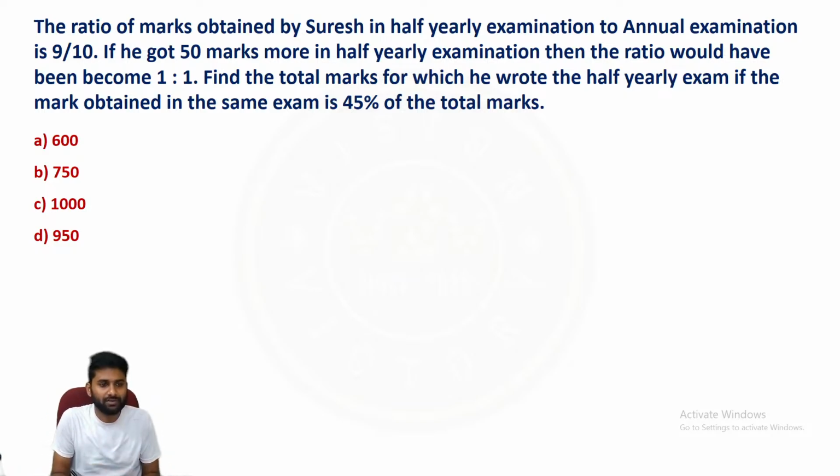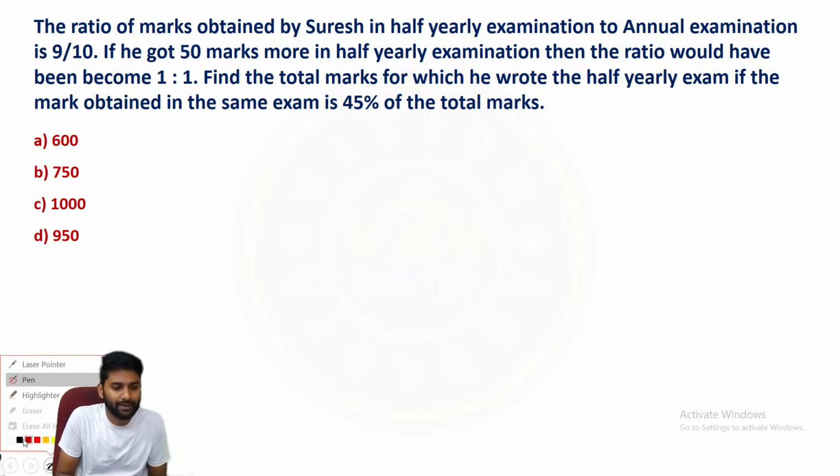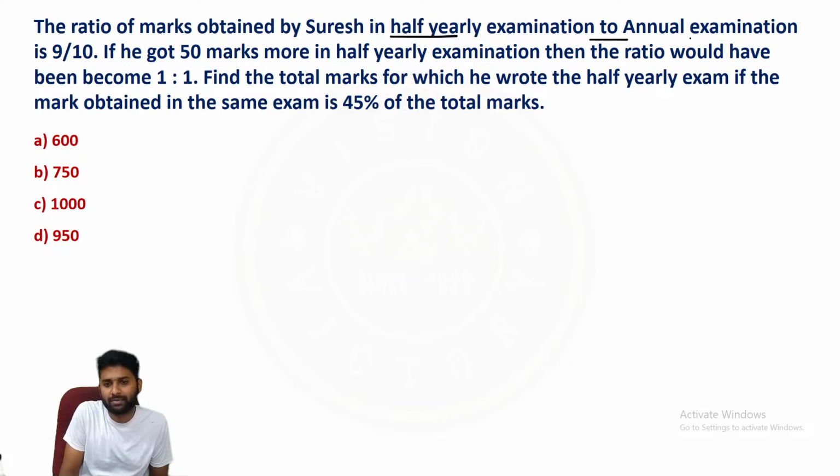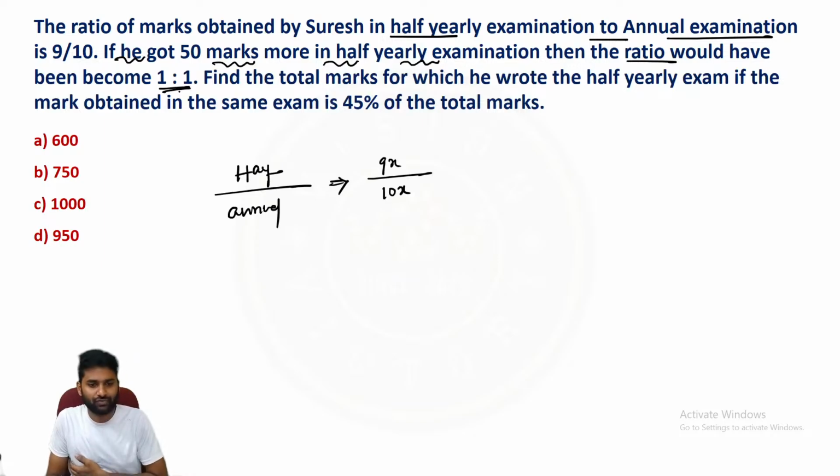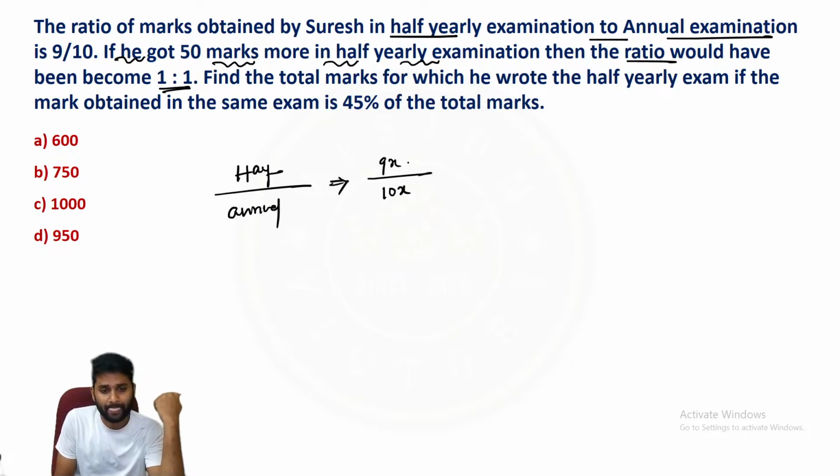Now see this information. The ratio of marks obtained in the half yearly examination to the annual examination is 9 is to 10. Let's take this as 9x and this as 10x. If you got 50 marks more in half yearly, then the ratio becomes 1 is to 1. Initially the ratio is 9 is to 10. If you get 50 more marks, the ratio becomes 1 is to 1.